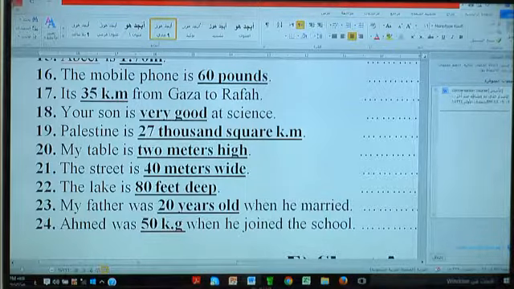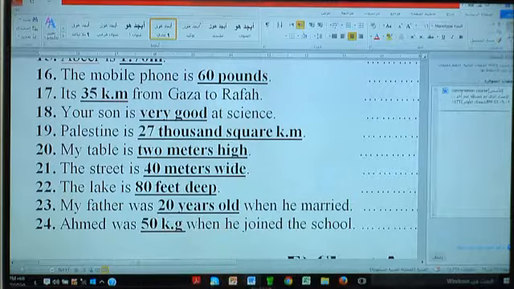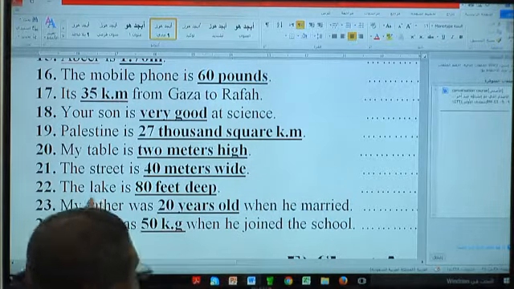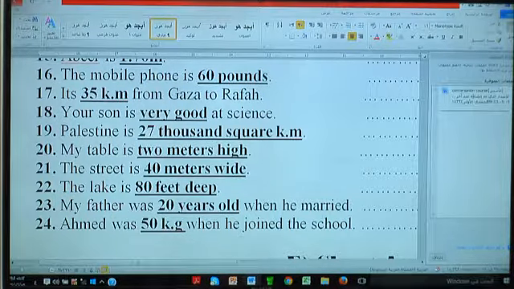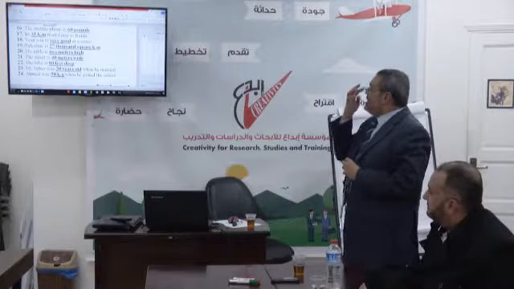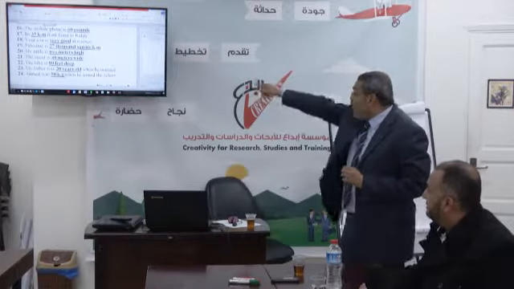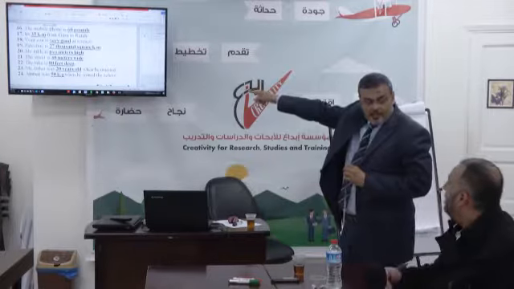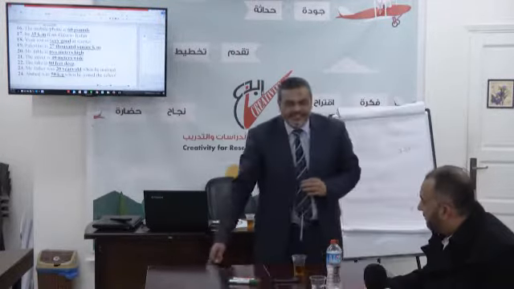Next, please. My table is 2 meters high. What do you think? How high is the table? How high is the table? The street is 40 meters wide. How wide? How wide is the street?